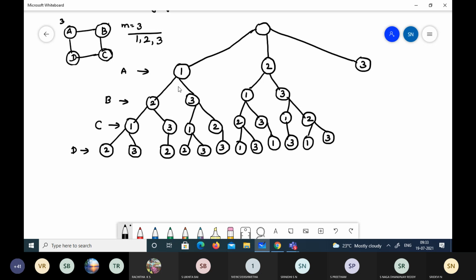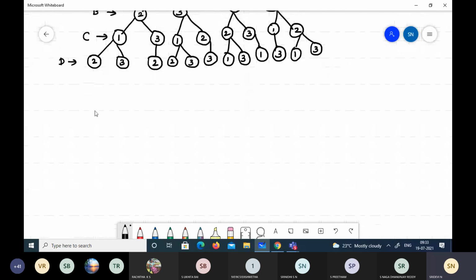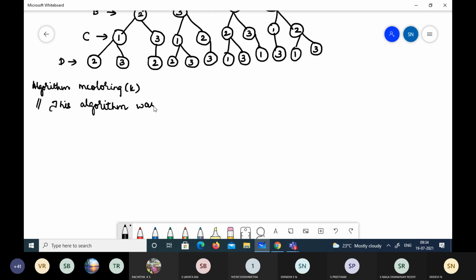So you have an algorithm with that. The algorithm goes like this. I'll just write down the algorithm, M coloring. In the exam, if you are asked to write the algorithm, you will have to write it. Just solving the problem will not give you full marks. You have to write the algorithm also if it is asked. This is done by using a recursive backtracking algorithm.